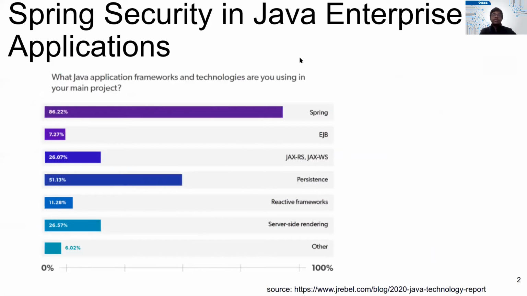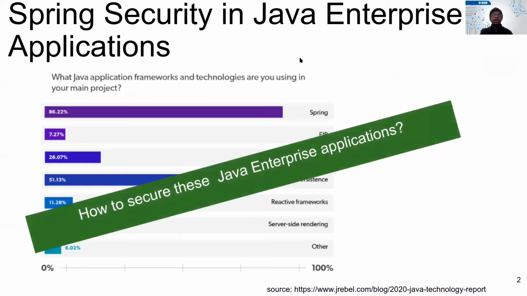Spring Framework has been dominant in Java enterprise application for quite a while now. This is a survey from 2020 asking Java developers which framework and technology they are using for their main project. Around 86% of them replied Spring. As the scale and complexity of this Java enterprise application is increasing, a natural question arises. How can we secure this Java enterprise application?